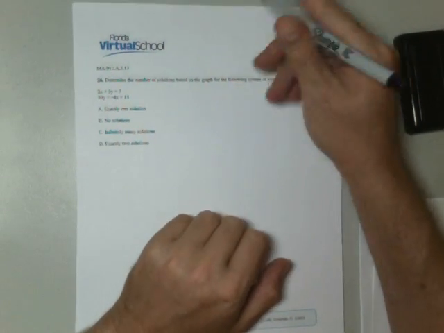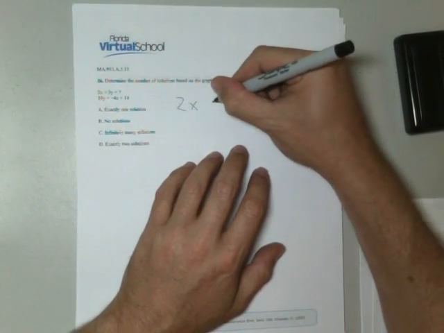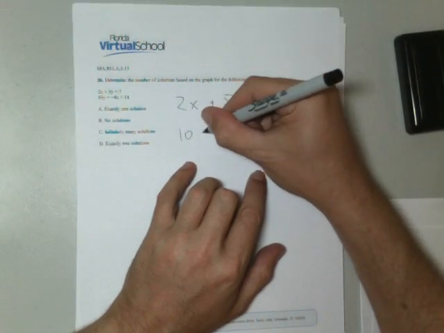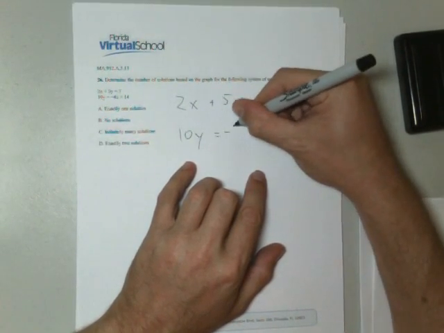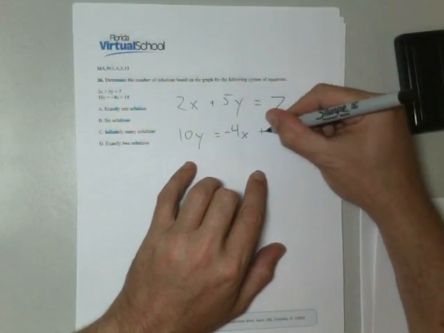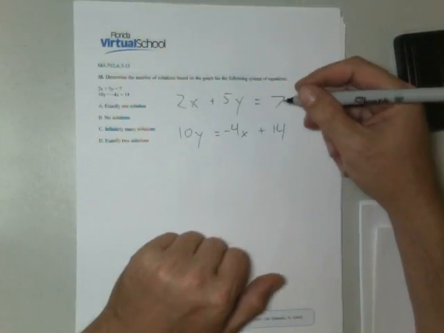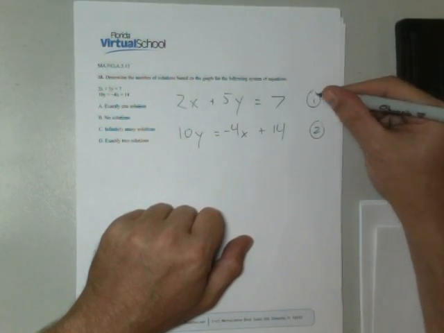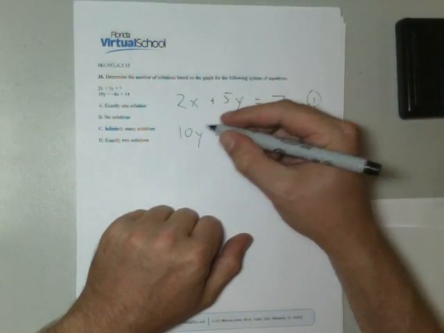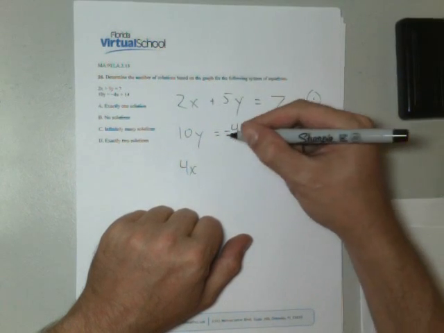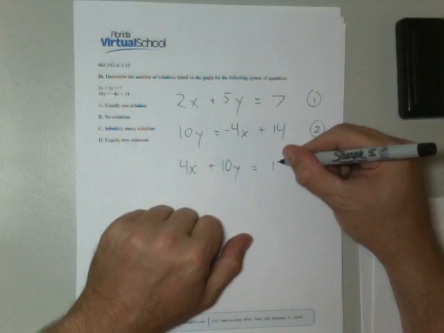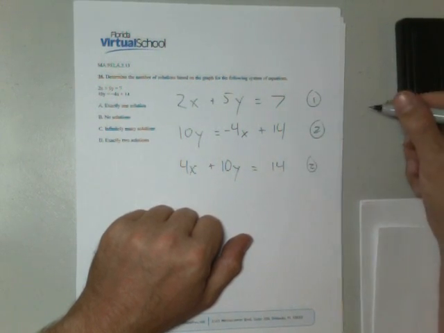Determine the number of solutions based on the graph for the following system of equations. Let me write these out. 2x plus 5y equals 7. 10y equals negative 4x plus 14. I'm going to go ahead and add 4x to equation 2. This is equation 2. This is equation 1. And I will get 4x plus 10y equals 14. This is still equation 2.